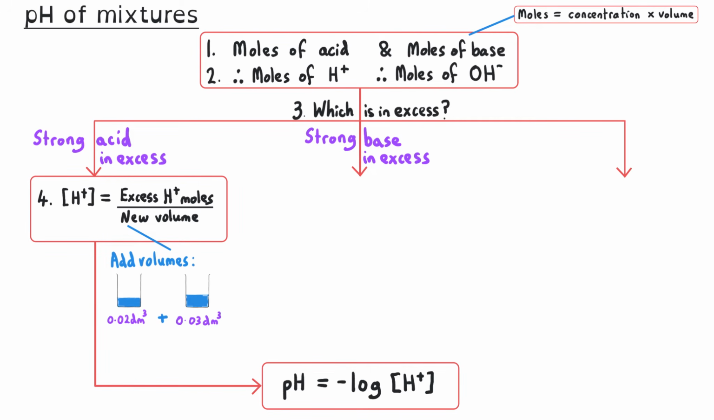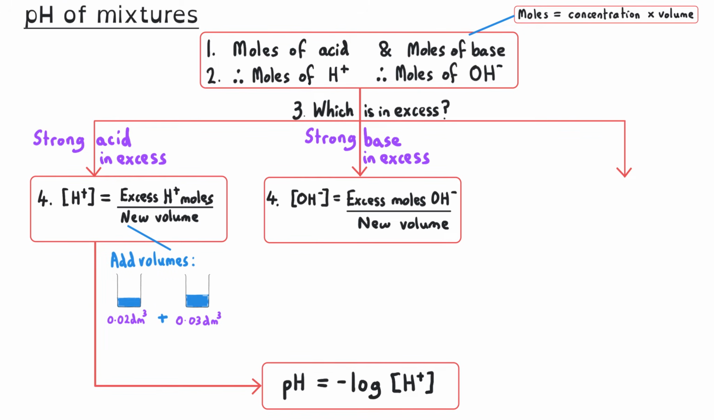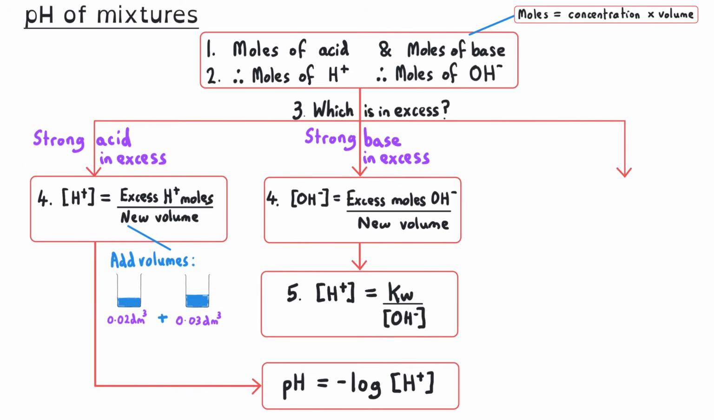If we had a strong base that was in excess, step 4 here is also to find out the concentration of the excess ions. Of course, these are hydroxide ions, so we would take the excess moles of hydroxide ions, divide this by the new volume, again in decimeters cubed. And having got the hydroxide ion concentration, we then calculate the hydrogen ion concentration by rearranging the Kw expression. And so this gives us hydrogen ion concentration is equal to Kw divided by the hydroxide ion concentration. And then as a final step for this pathway, we would take the negative log of this hydrogen ion concentration that we've just found out.